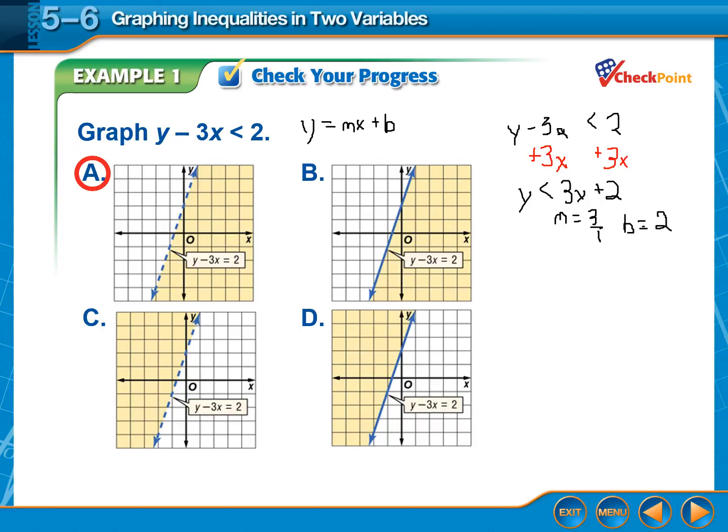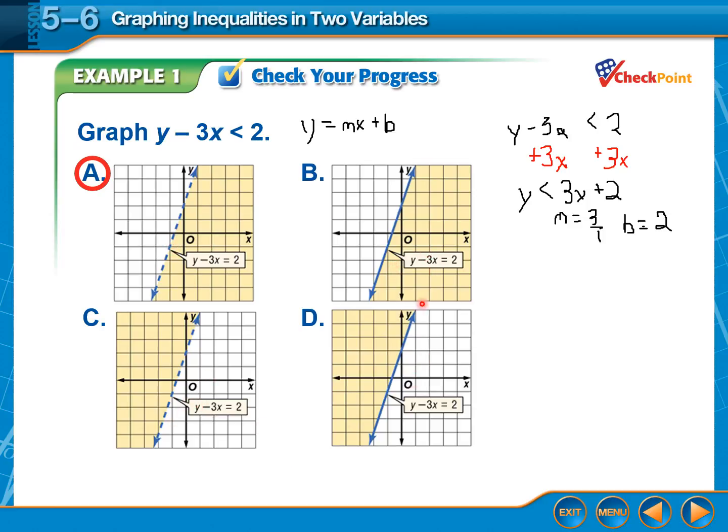When I graph this inequality, I want to draw a boundary line where the y-intercept is 2 and it has a slope of 3. What you notice is that each of these four options here are all the same line. They're all starting at 0, 2, and they all have a slope of 3 over 1, up 3 and over 1. So they all have the same slope, they're all the same line.